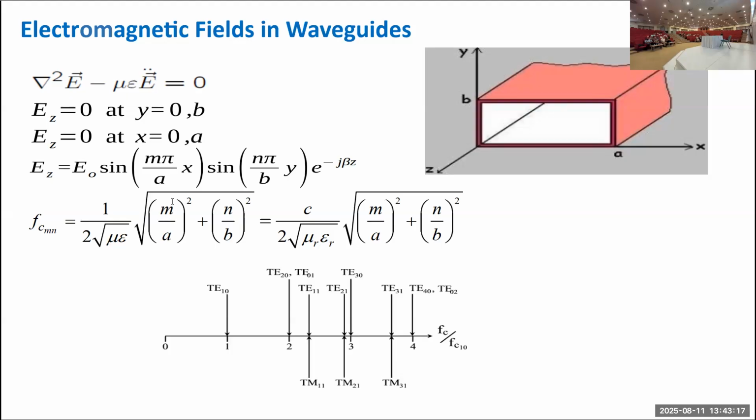So these modes inside these rectangular waveguides are distributed. The TE10 mode is at the lowest frequency. The TE20 mode is double that frequency. Actually, these are scaled by the cutoff frequency of the TE10 mode.